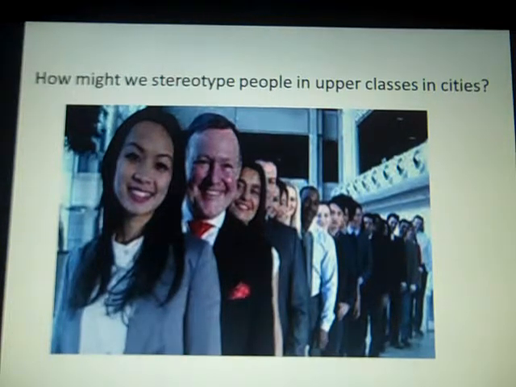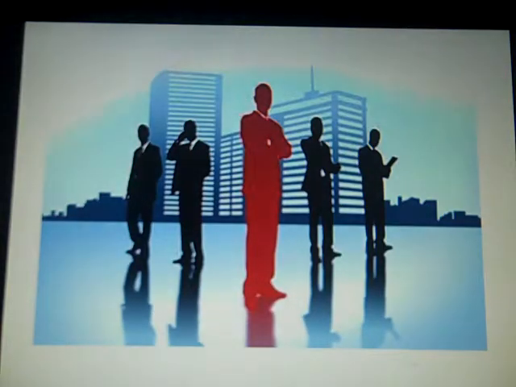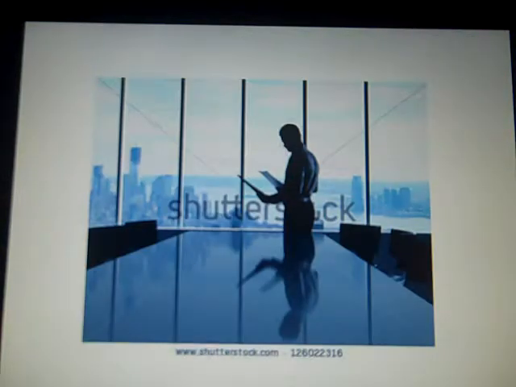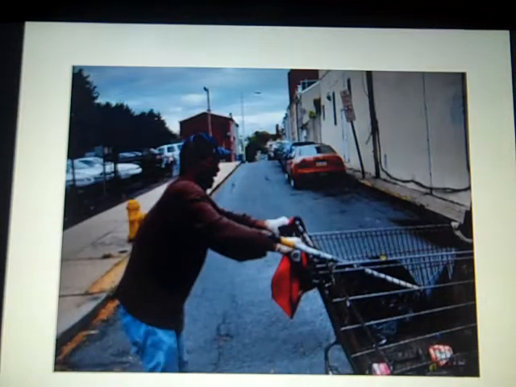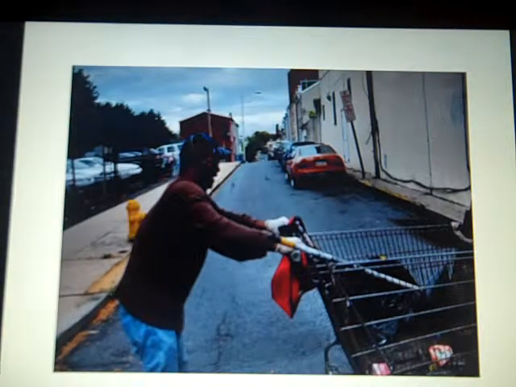How might we stereotype people in the upper classes in cities? When you see rich people, or who you think are rich people, walking the streets in major cities, what do you assume to be true about them? Are they snobby? Are they just kind of stuck up? Do they not care about anything but money or themselves? How might we stereotype poor people in cities? Something to think about. Do we stereotype them as being dangerous or unmotivated, mentally ill?